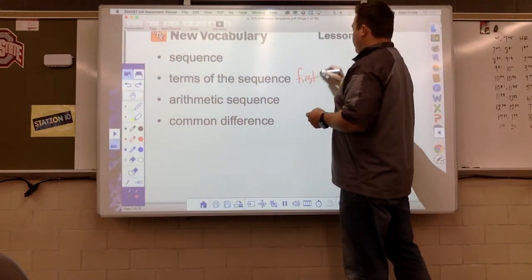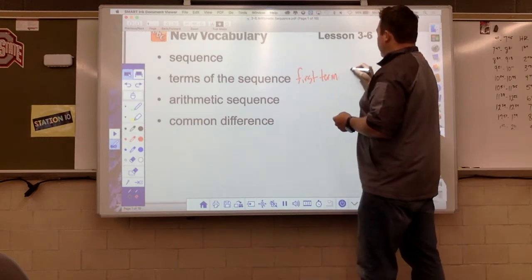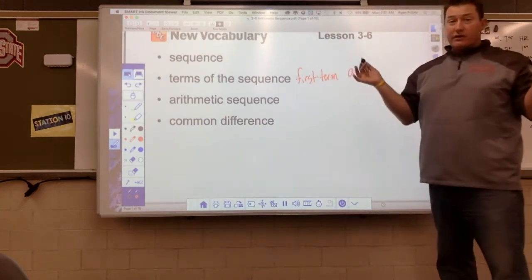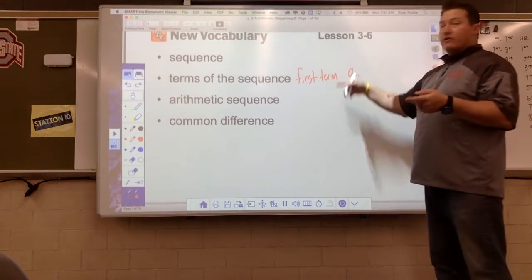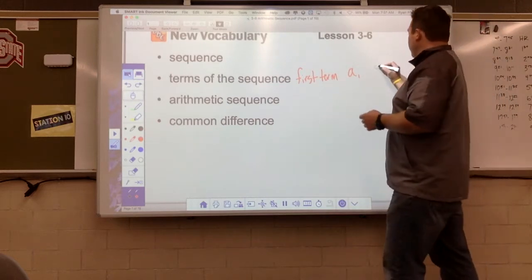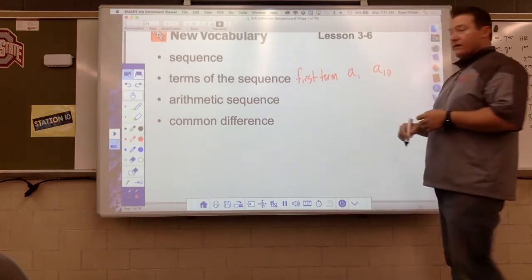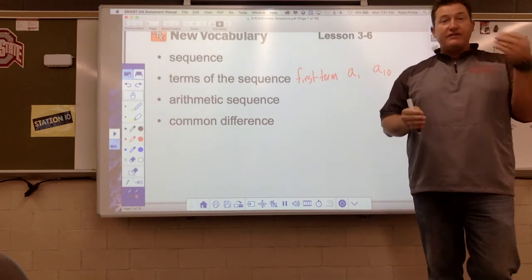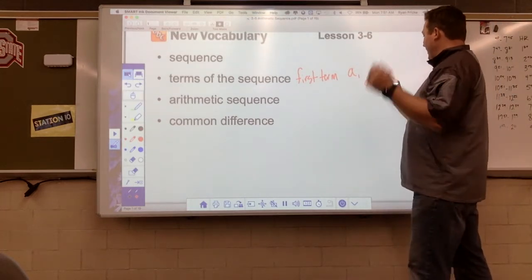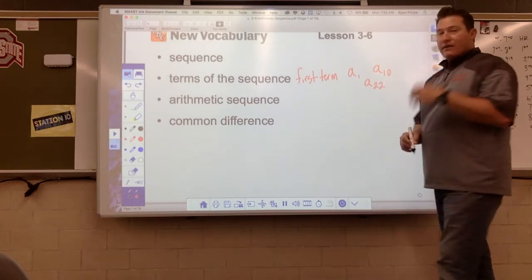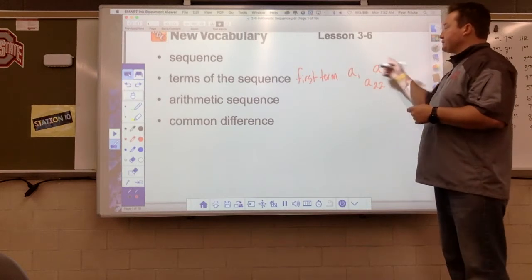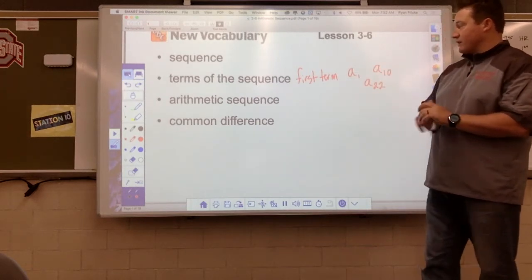We'll call the first term, guys, A1, right? So when you see A1, just know that it's talking about the first term, okay? If we were to see something like A10, well, that's talking about the 10th term, right? If we saw something that said A22, that's talking about the 22nd term, okay? All right, so terms of the sequence.